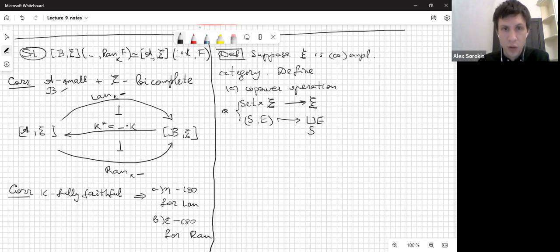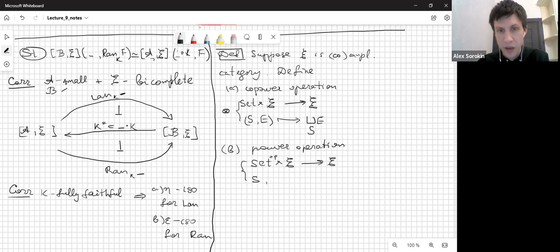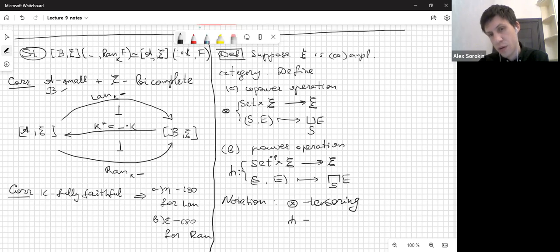This operation I will denote using tensor. And a power operation. Power operation is familiar and straightforward. We're taking set op cross E to E, and the pair S comma E goes to the product of S times of object E. This operation I will denote by cotensor. So notation: this is tensoring, and this pitchfork is cotensoring.